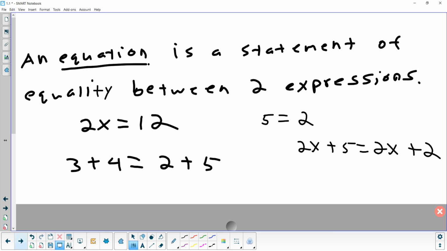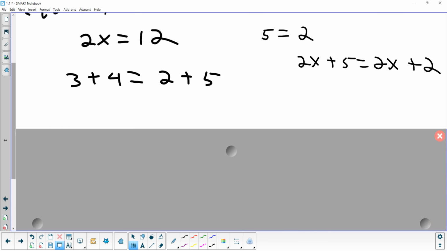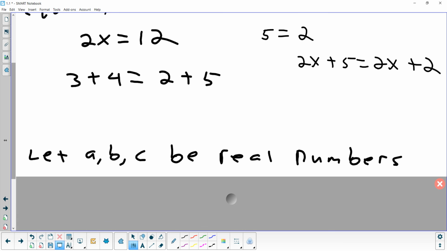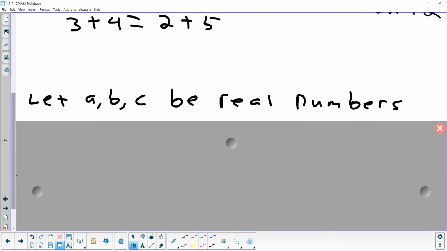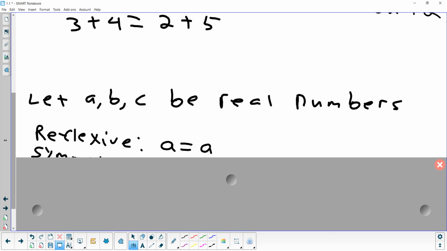And then this last one is an identity. 3 plus 4 equals 2 plus 5. That's 7 equals 7. So that's an equation that's always true. So, could be true, never true, always true. All right, so the last three properties I'm going to mention have to do specifically with equations. And the first one is called the reflexive property.